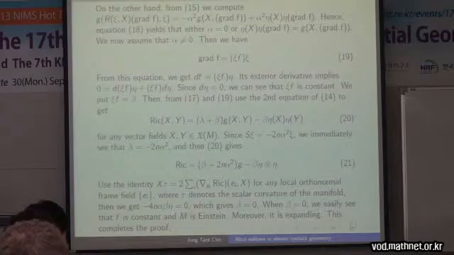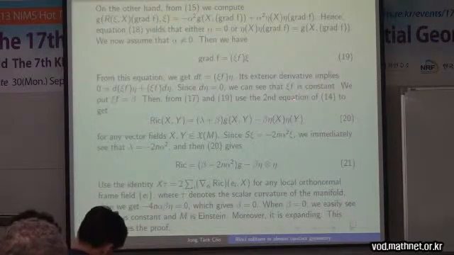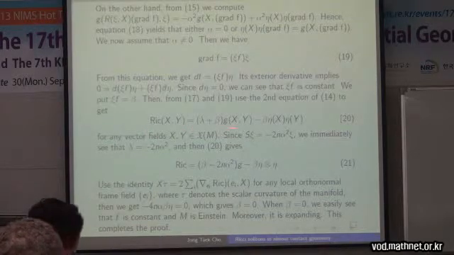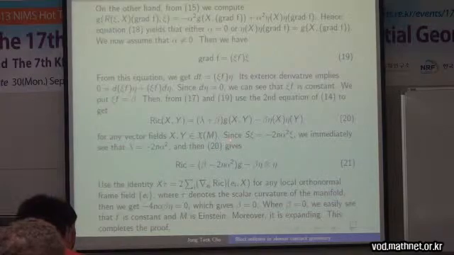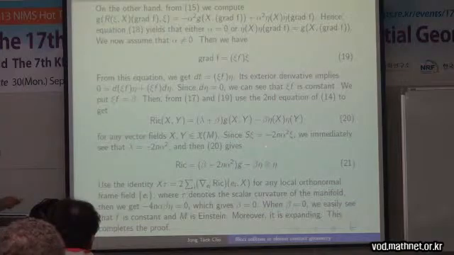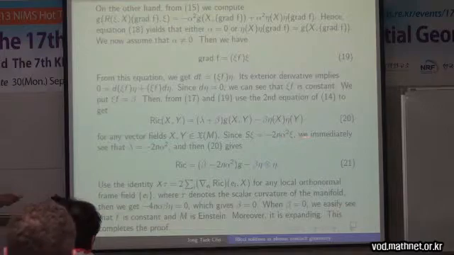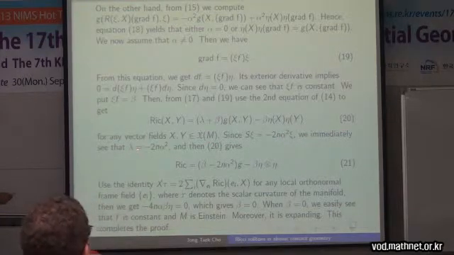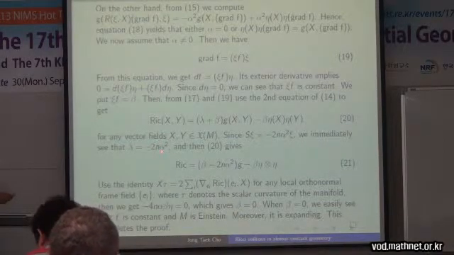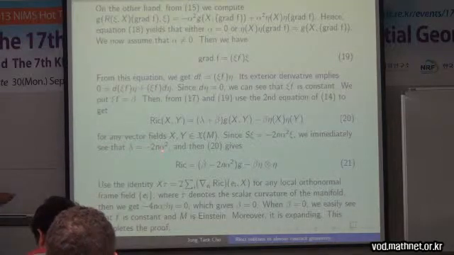Then from 17 and 19, the Ricci 2-tensor is written simply, like this one. Here, since psi is an eigenvector of the Ricci operator, the constant factor is minus 2n alpha squared. We immediately get lambda equals minus 2n alpha squared. So the Ricci soliton behavior is steady or expanding for alpha 0 or negative.